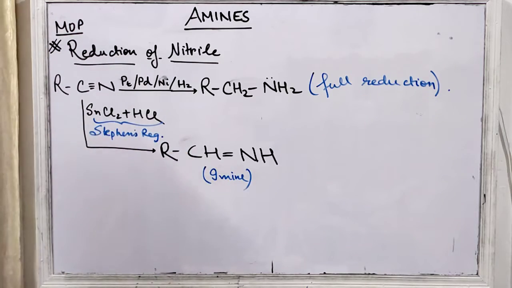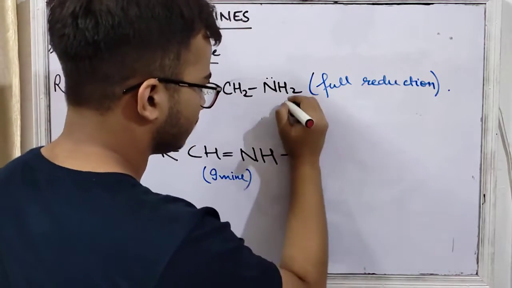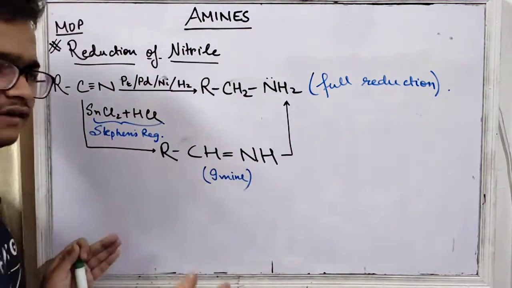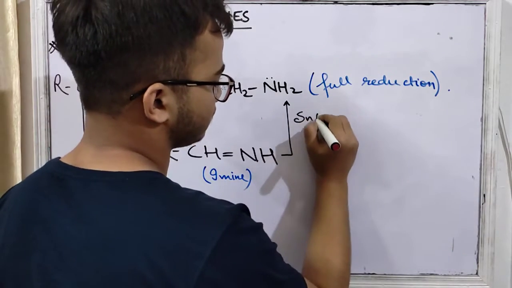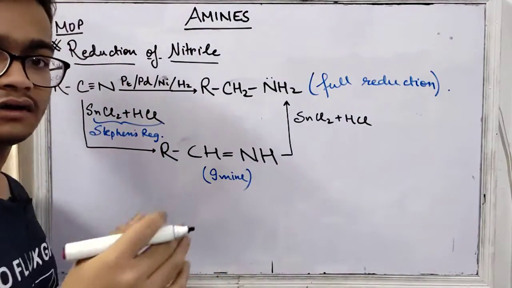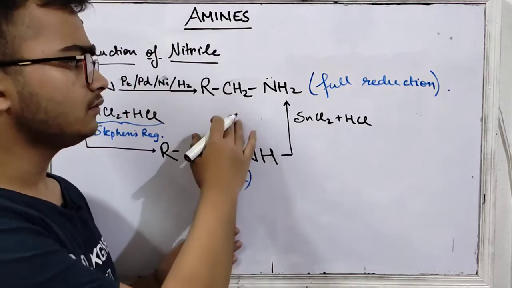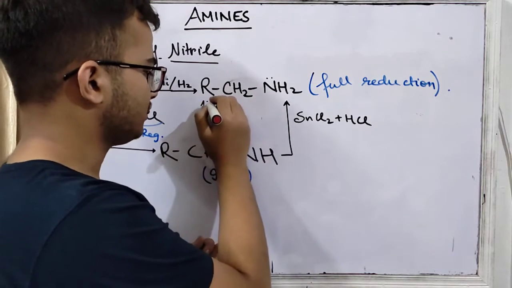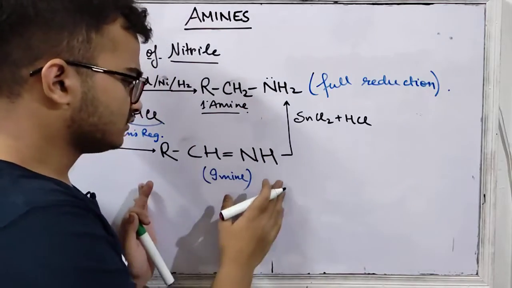Okay, now this is called imine. Now, when you treat the imine again with SnCl2 plus HCl, the Stephen reagent, it will again be reduced, and as a result the thing formed is a primary amine. Okay, now this is the imine.